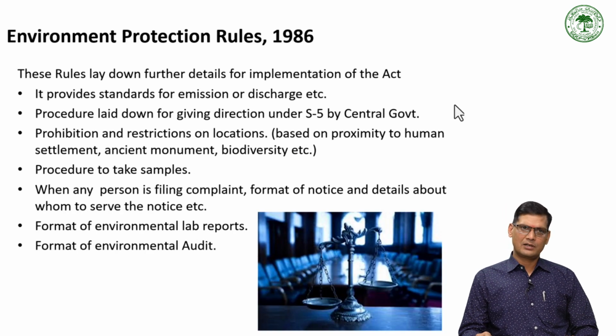Now a brief introduction of the Environmental Protection Rules 1986. These rules lay down further details for implementation of the Act, and provide standards for emission or discharge, etc. Procedure is laid down for giving directions under Section 5 by the central government. They also prohibit and restrict locations based on proximity to human settlements, ancient monuments and biodiversity. So the rules restrict the operation of various industries close to human settlements, biodiversity sites and ancient monuments.